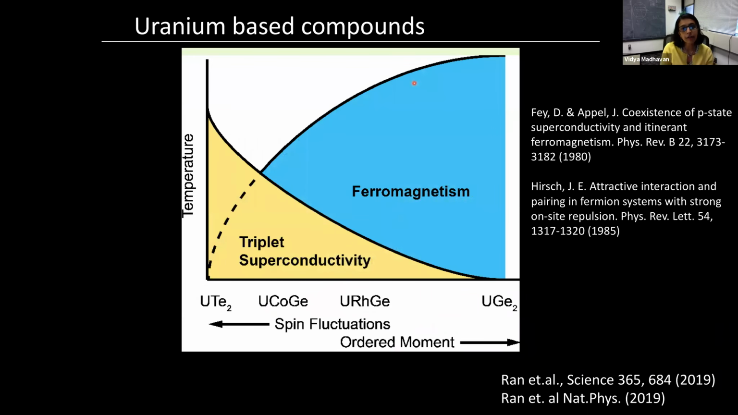So a natural place to look for triplet pairing is in the vicinity of ferromagnetic fluctuations. A lot of work was done in the late 70s and early 80s, where theorists showed that if you have strong ferromagnetic fluctuations, then in the vicinity of these fluctuations, if you have superconductivity, then triplet pairing is natural in these circumstances. So uranium-based compounds, many of them have both superconductivity as well as ferromagnetism. And so they're also natural places to look for triplet superconductivity. And in fact, uranium tellurium-2 is especially nice because it doesn't have ferromagnetic order. And yet we expect it to have ferromagnetic fluctuations. So perhaps if superconductivity were found in uranium tellurium-2, there's a chance that it might be triplet.